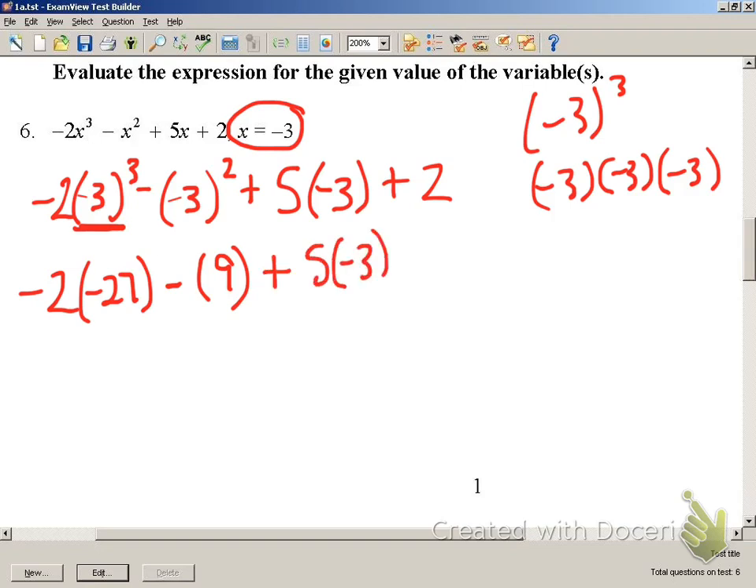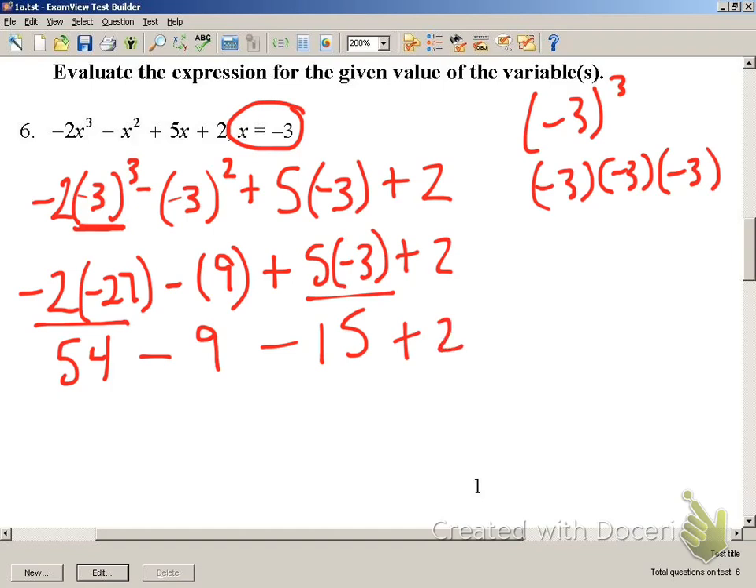I'm just going to write the rest of the problem. So essentially I've gotten rid of all my grouping symbols, gotten rid of all my exponents, so now I go from left to right, multiplying and dividing. I have multiplication here and here. Since they have no bearing on each other, I can go ahead and do them at the same step. So we have a negative 2 times negative 27, which would be a positive 54, minus 9, minus 15, because 5 times negative 3, plus 2.